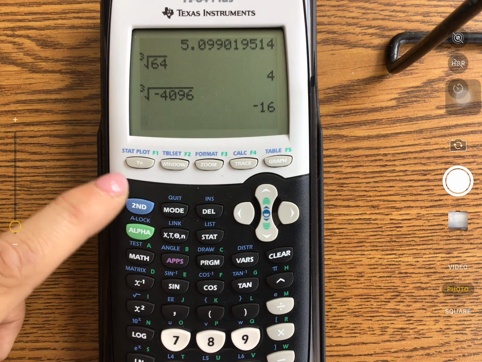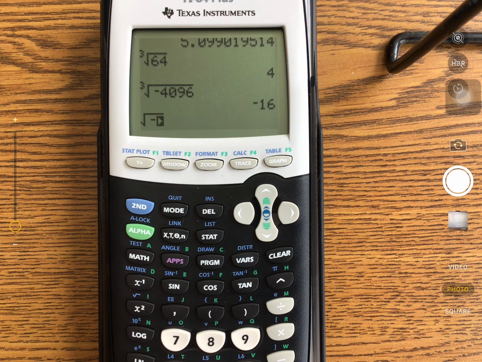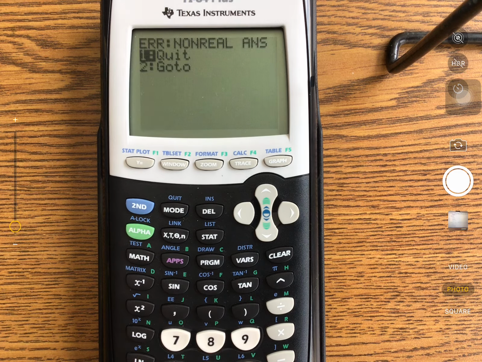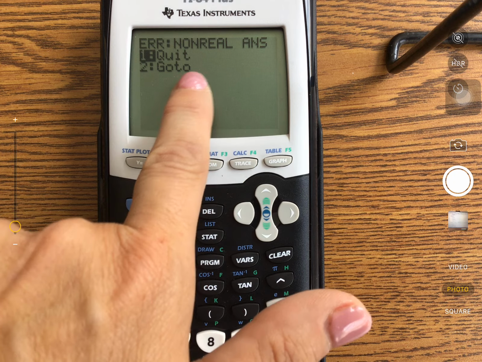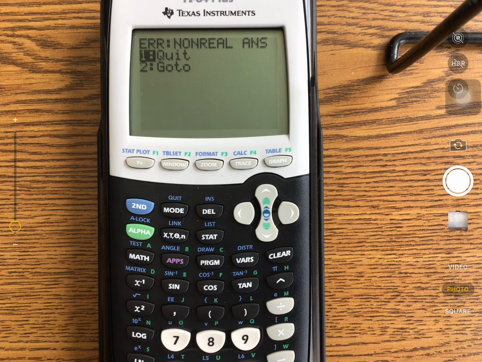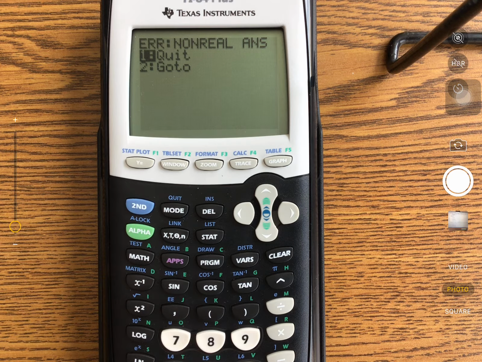If I just did this with a square root, so let's say square root of negative 16, we know 16 is a perfect square, but there's a negative inside, and we can't have negative squares. We hit enter, it gives us an error. And notice it says non-real answer. That means it's not a real number. That's an imaginary number. It's not that it's not possible, but it's not a real number, and we're dealing with real numbers.